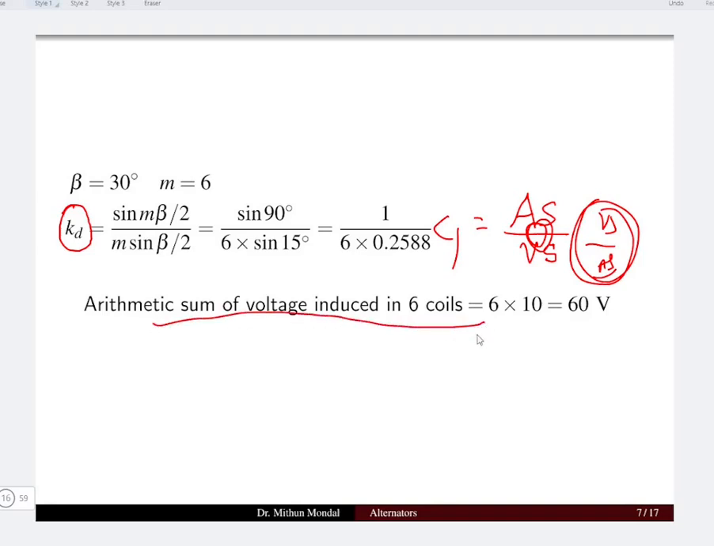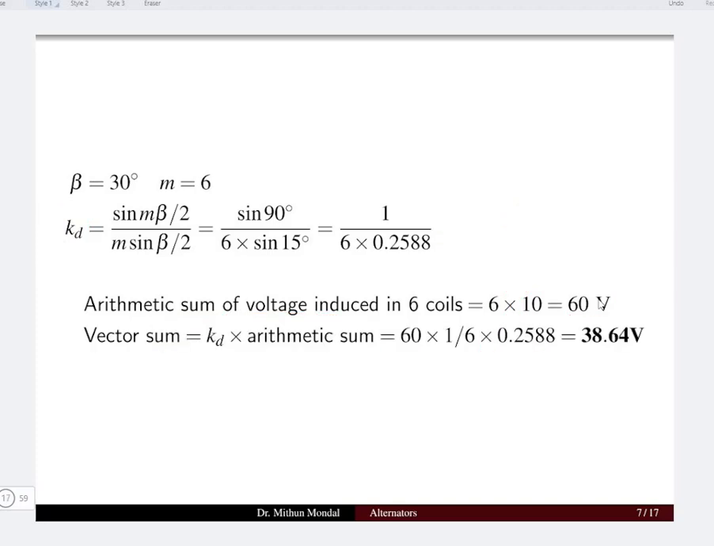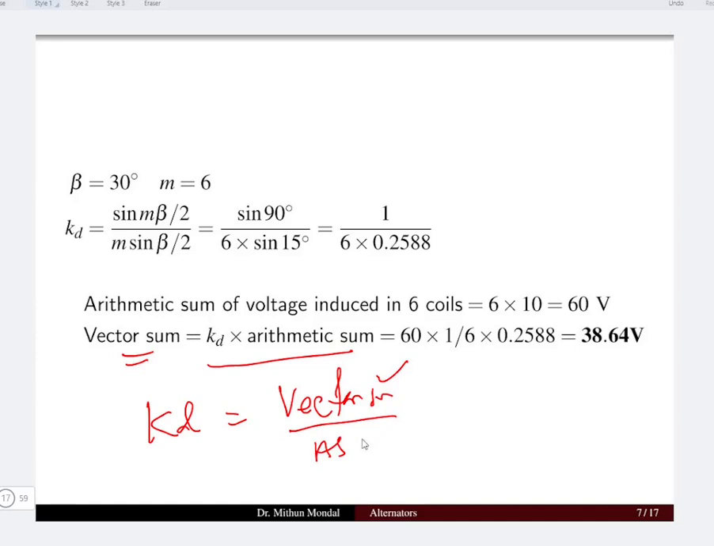And hence the arithmetic sum of the voltage induced in the 6 coils is basically 60 volt, because we have 6 coils in series and there is 10 volt RMS per coil. We have total 60 volt, and the vector sum in that case will be equal to Kd into arithmetic sum, because we have seen the equation of Kd is nothing but the vector sum by arithmetic sum of the induced EMF. Vector sum will always be less than the arithmetic sum, hence the Kd value will be less than 1. Putting the arithmetic sum as 60 volt and the value of the distribution factor Kd, we get 38.64 volt as the vector sum of the EMF.